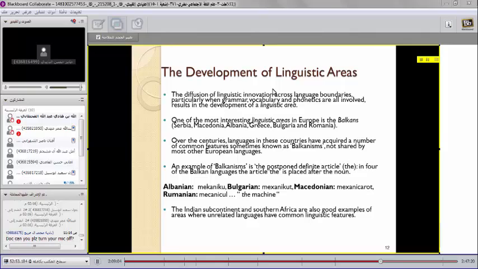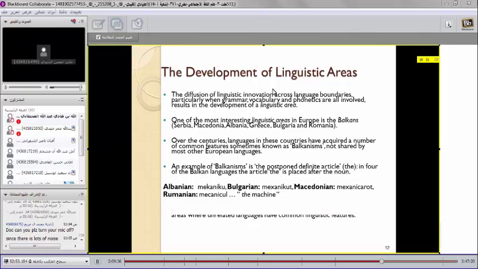An example of Balkanisms is the postponed definite article. Actually, this example is from the book as well. In 4 of the Balkan languages, the article is placed after the noun. As you can see here, the examples all mean "the machine." The Indian subcontinent and Southern Africa are also good examples of areas where unrelated languages have common linguistic features.